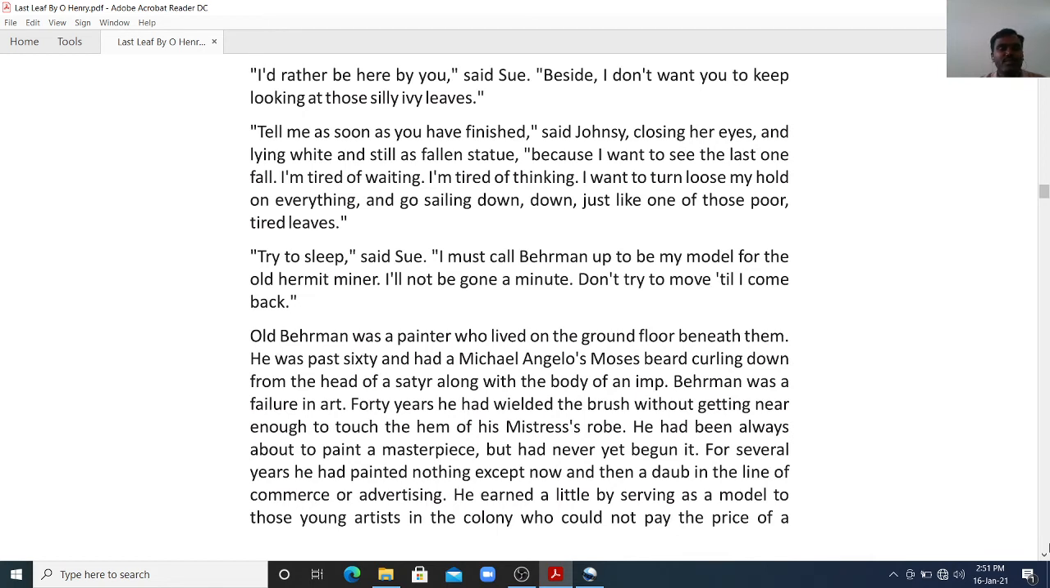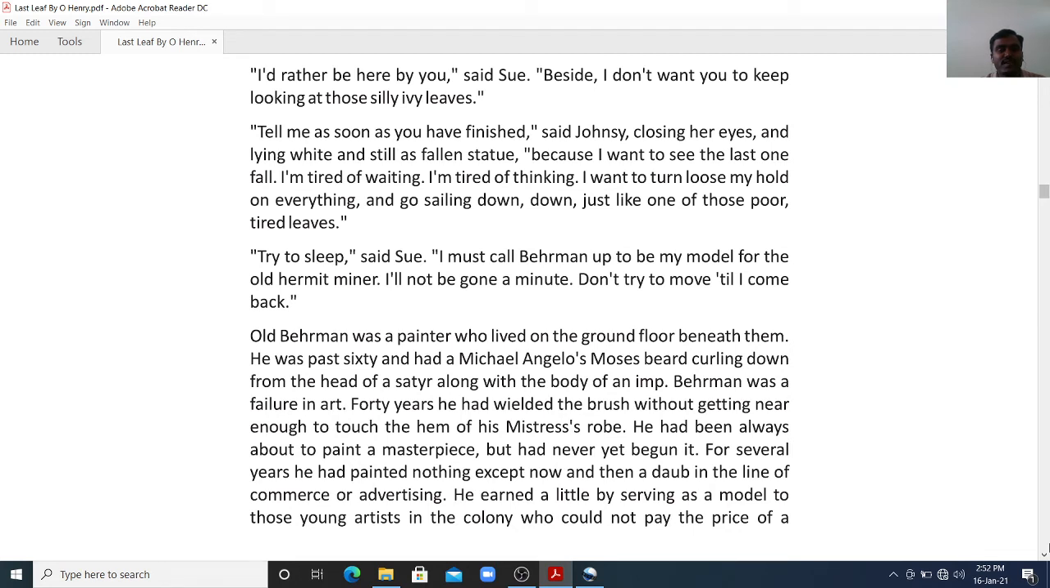Now we'll come to know about old Behrman. So we have understood there were two characters till now. It is Jhansi and Joanna. These two are friends. And we have the doctor, and the next one is old Behrman. Old Behrman was a painter who lived on the ground floor beneath them. So, this painter, old Behrman, lived on the ground floor beneath them.